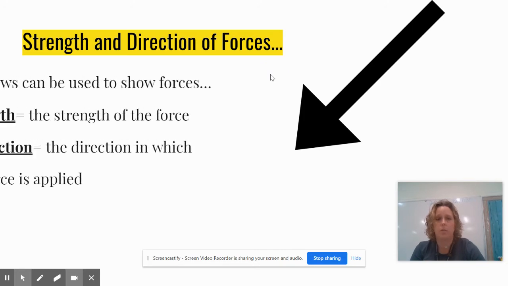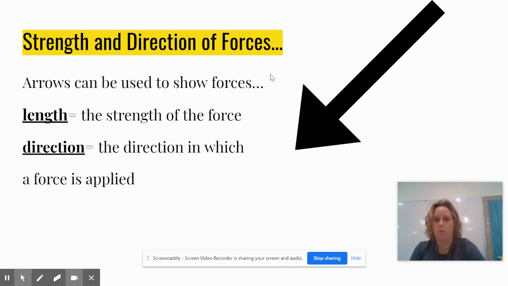Strength and direction of forces. We've seen arrows before. We've talked about arrows with direction, speed, acceleration. Arrows can also be used to show force. The length of an arrow indicates the strength of the force. The direction is going to indicate in which direction the force is applied.